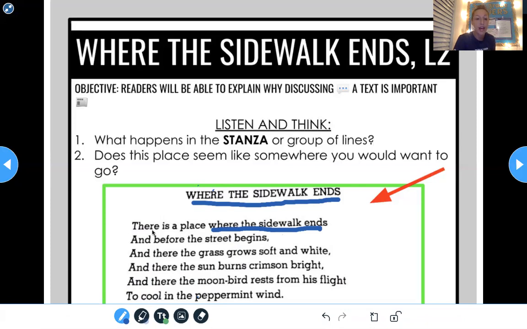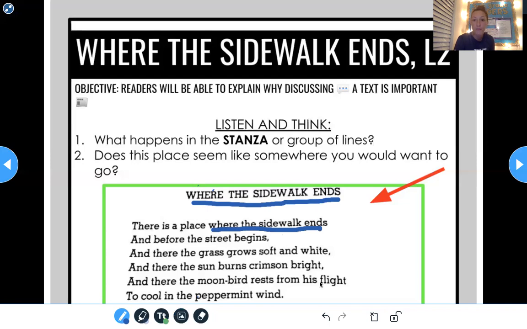There is a place where the sidewalk ends, and before the street begins, and there the grass grows soft and white, and there the sun burns crimson bright, and there the moonbird rests from his flight to cool in the peppermint wind.